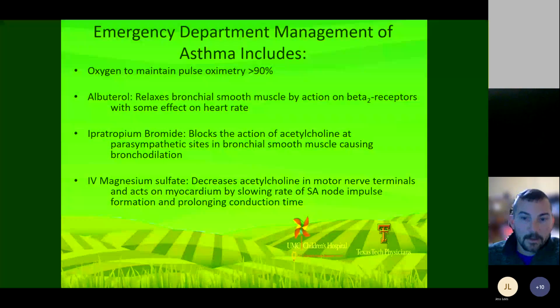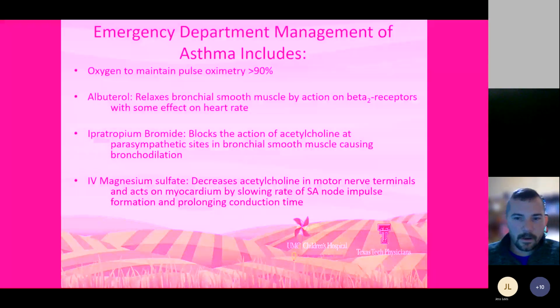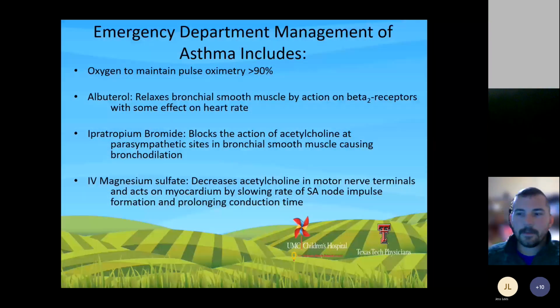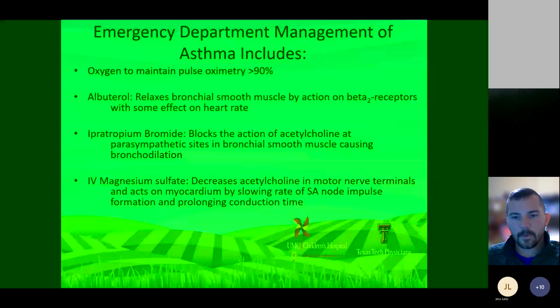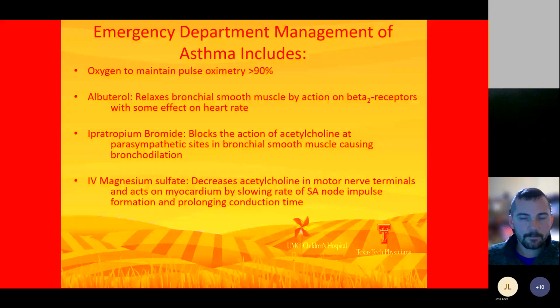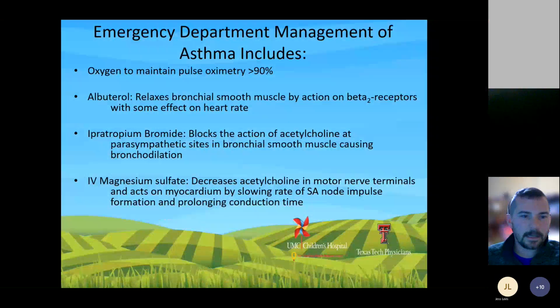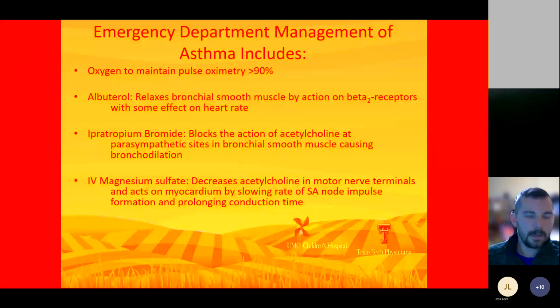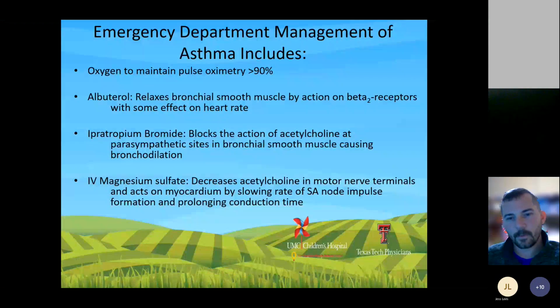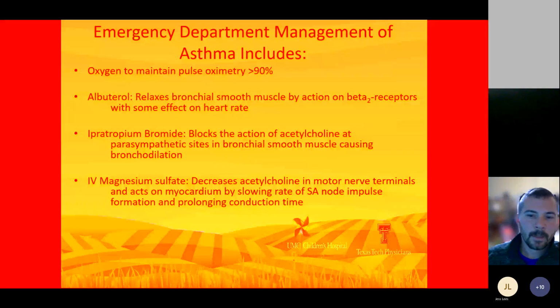So again, moving on, how do we manage in the ER or in your acute floor that you may or may not have? So oxygen, right? Number one key. They may be hypoxic due to a VQ mismatch, not getting good air in because everything's inflamed and swollen. Air can't get in and circulate as well. So we want them to be well oxygenated.